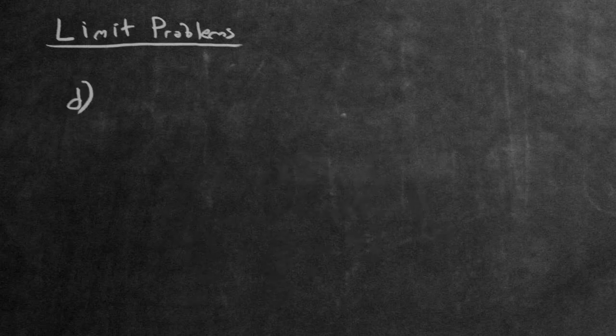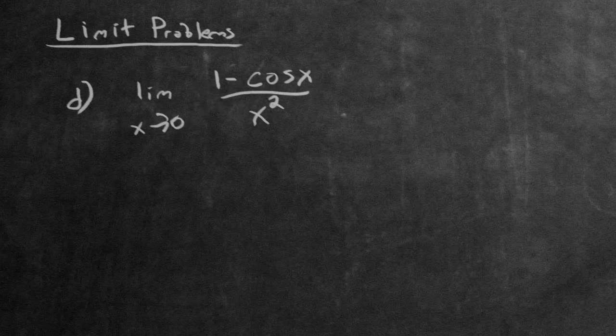Alright, question D. This one I'll use some trigonometry, I guess. So, what is the limit as x approaches 0 for, let's use the function 1 subtract cosine x over x squared. So how do we solve this? Well, we have to use the trigonometry laws, actually, because notice we put a 0 in here, it's going to be undefined because we have a 0 in the denominator.